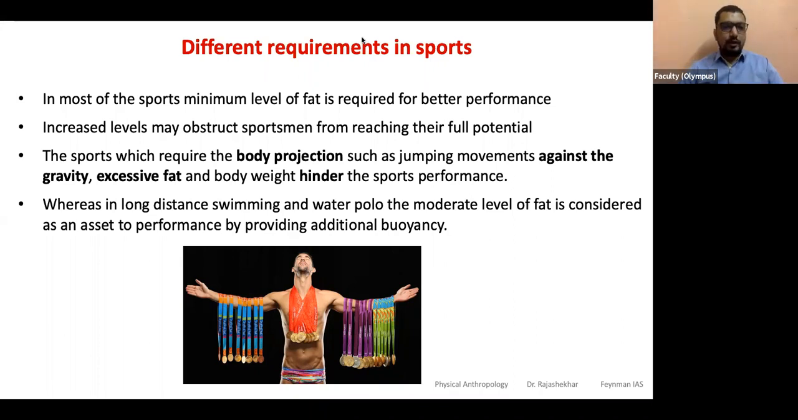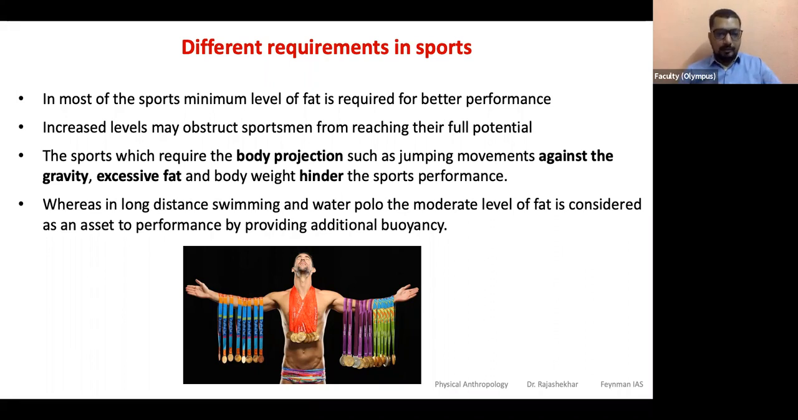The sports which require body projection, such as jumping movements against gravity, excessive fat and body weight hinder sports performance. Right. So sometimes the way you move is more aerodynamic. The body projection, especially when you are jumping, those movements have to go against gravity. So having too much fat may not help you because body weight hinders your performance. You can only do so much. Your body is not supporting. Physics is not supporting your performance, right?